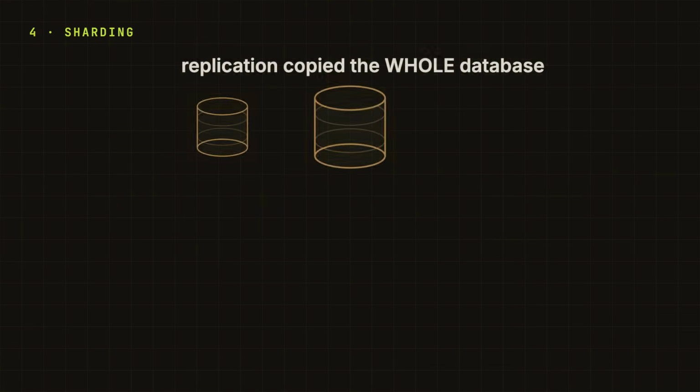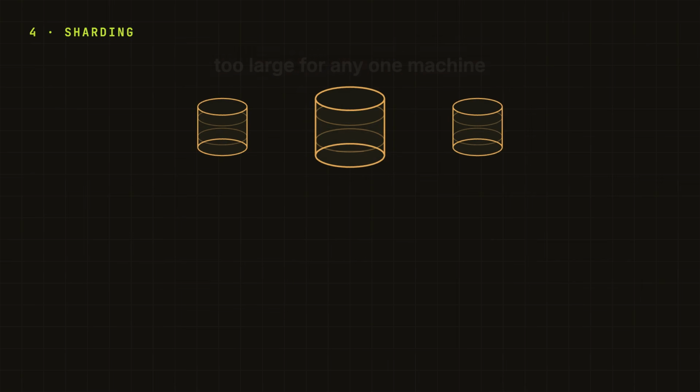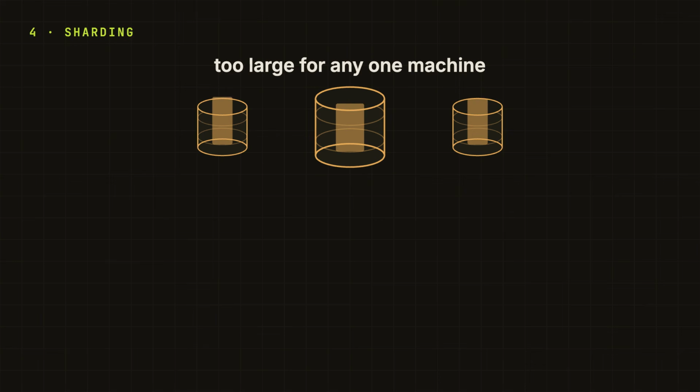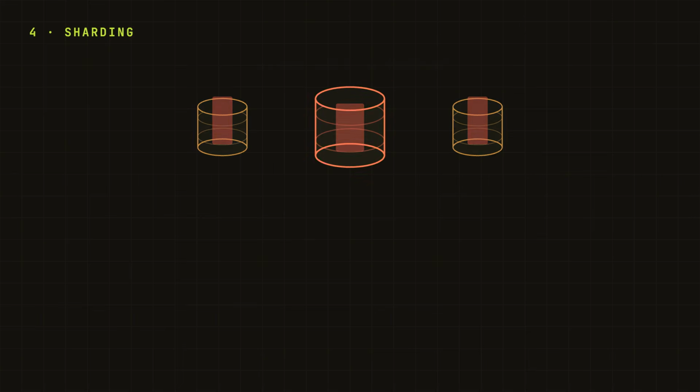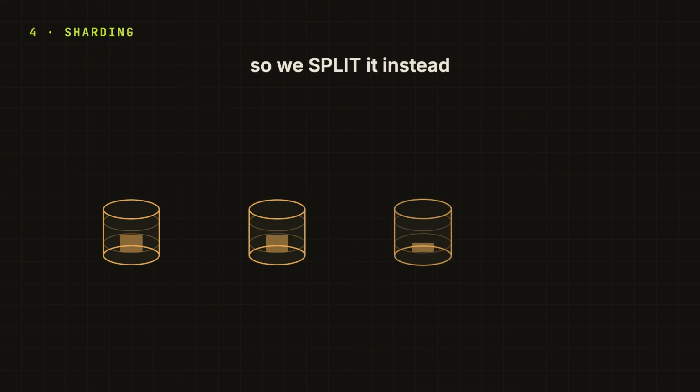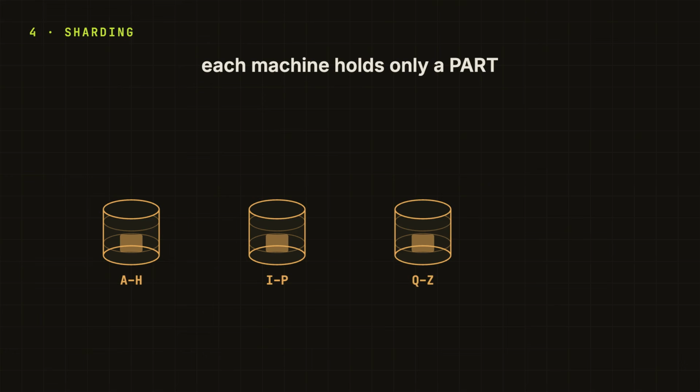Okay, replication copied the whole database, but sometimes the data is just too large to fit on one machine at all. Or there are too many writes for one leader to handle. So instead of copying the whole thing, we split it. Each machine holds only a part of the data. This is called sharding, also known as partitioning, and it is a favorite interview topic.